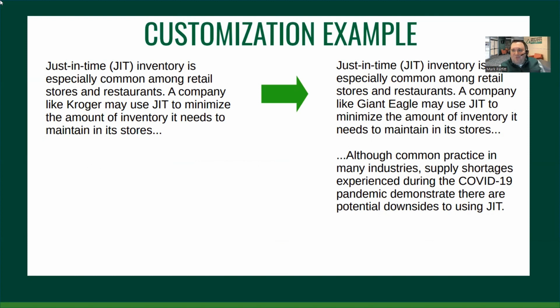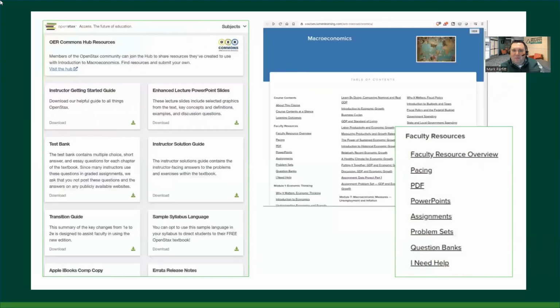Also, with the pandemic, we learned that just-in-time is not so perfect. So I was able to just edit that paragraph and make it a little bit more localized. Just-in-time inventory is especially common among retail stores and restaurants. A company like Giant Eagle may be able to use JIT to minimize the amount of inventory it needs to maintain in its stores. Although common practice in many industries, supply shortages experienced during the COVID-19 pandemic demonstrate there are potential downsides to using JIT. So all that is my text. I was able to update the book.